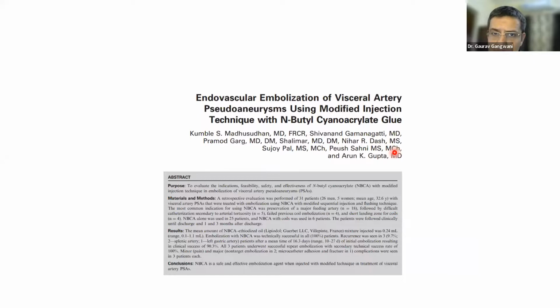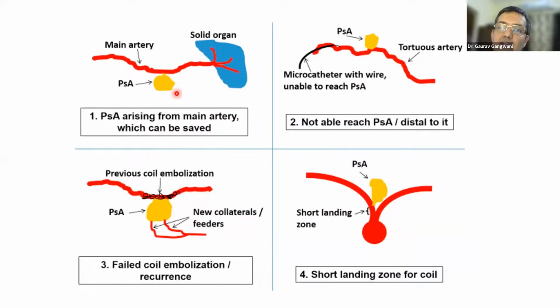This was an interesting article I came across by an AIIMS team, and it was very interesting on how glue can also be used with modified techniques in pseudoaneurysms. They proposed that there are many practical instances where the techniques that we talk about are not possible. For example, suppose you want to save the main artery, so you can't do a front door or a back door coiling in these instances. Or you take the microcatheter, but due to tortuosity or stenosis, you are not able to go distal to the aneurysm to cause a backdoor coiling.